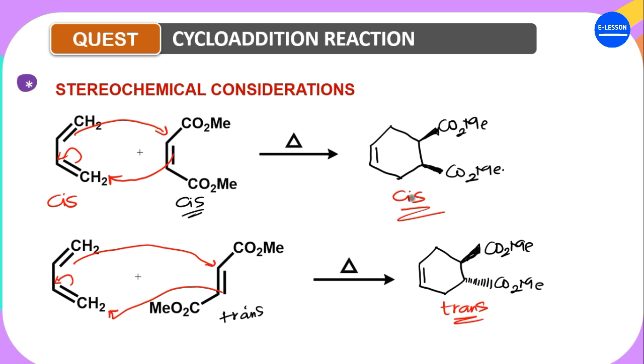But in most cases, the diene must be in the cis form. You see that both dienes are in the cis form. If the diene is in the trans form, the reaction will not occur. Are you getting it? If the diene is in the trans form, the reaction will not occur. But if it's in the cis form, then the reaction will occur. But the dienophile can be either cis or trans.